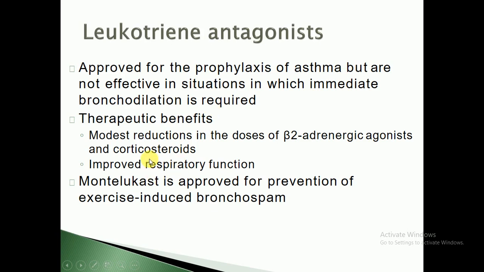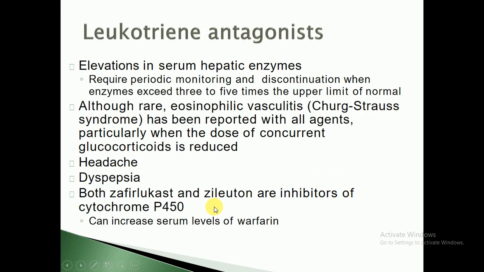The therapeutic benefits are modest reductions in the doses of beta-2 adrenergic agonists and corticosteroids, which can improve respiratory function. Montelukast is approved for the prevention of exercise-induced bronchospasm. Elevation of serum hepatic enzymes requires periodic monitoring and discontinuation when enzymes exceed 3 to 5 times the upper limit of normal. Although in rare cases eosinophilic vasculitis, Churg-Strauss syndrome, has been reported with all agents, particularly when the dose of concurrent corticosteroid is reduced.